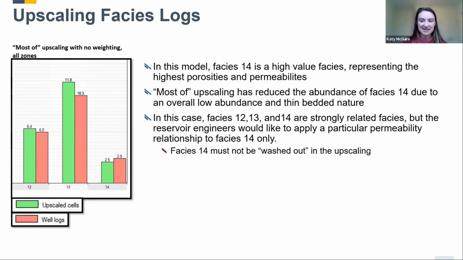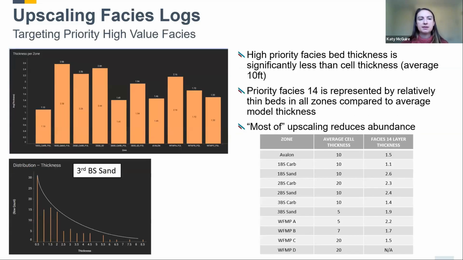And in this case, we want to apply a specific porosity-permeability trend. So it's a high priority, something the reservoir engineers are interested in. So it needs to be actually present in the model. It can't be washed out. So let's take a quick look at why this abundance is different.